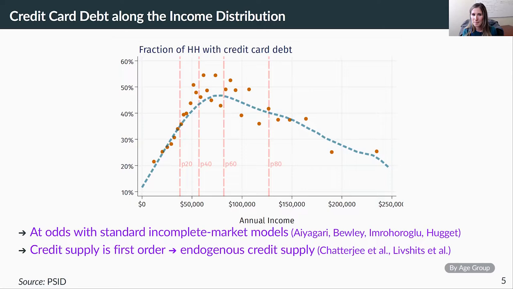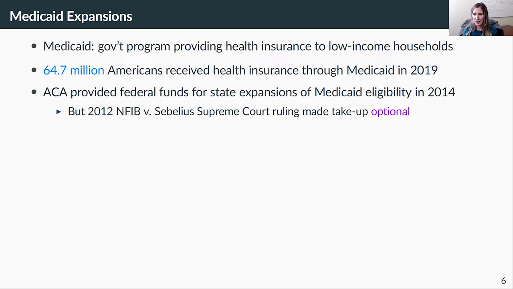All right. What I'm going to do next is give some background on Medicaid as well. Medicaid is a government program that is administered by the states, and it provides health insurance to low-income households. It's an overall very important source of health insurance. There were about 65 million Americans receiving their health insurance through Medicaid in 2019, and this actually grew substantially during the pandemic, up to around 80 million Americans receiving insurance through Medicaid.